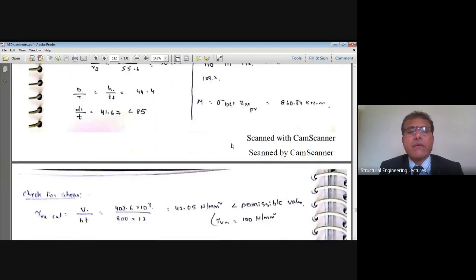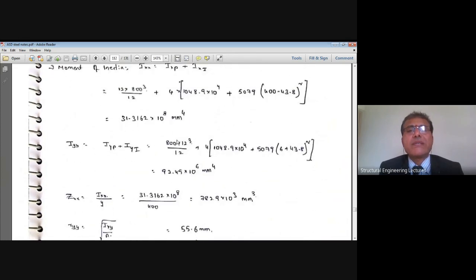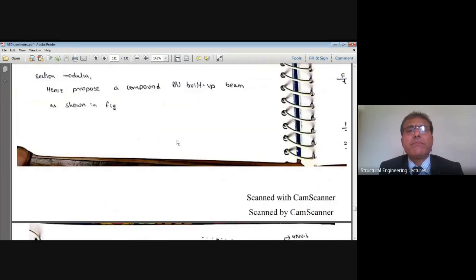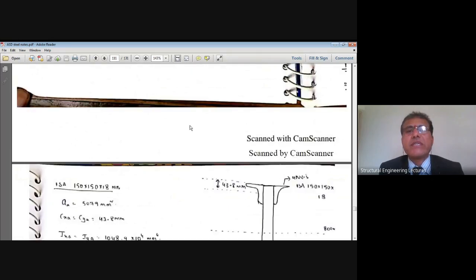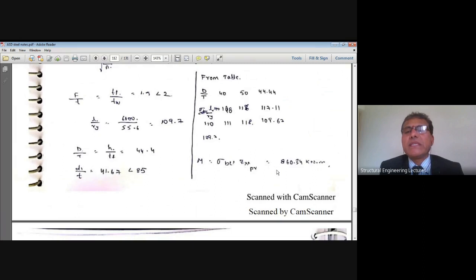860.34 kilonewton meter. Right? However, the bending moment coming onto this section is a value of only 523.06. Therefore, this moment of resistance, 860, is greater than 523.06. Therefore, it is okay with respect to the bending criteria.